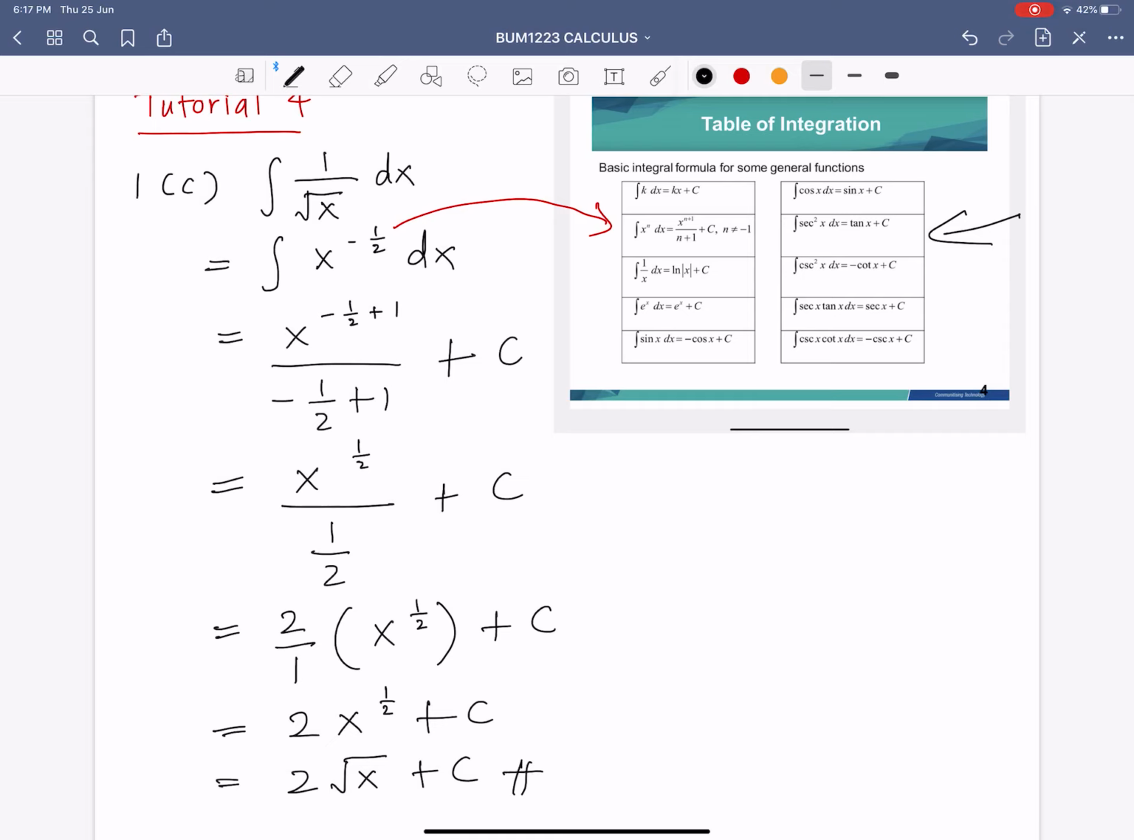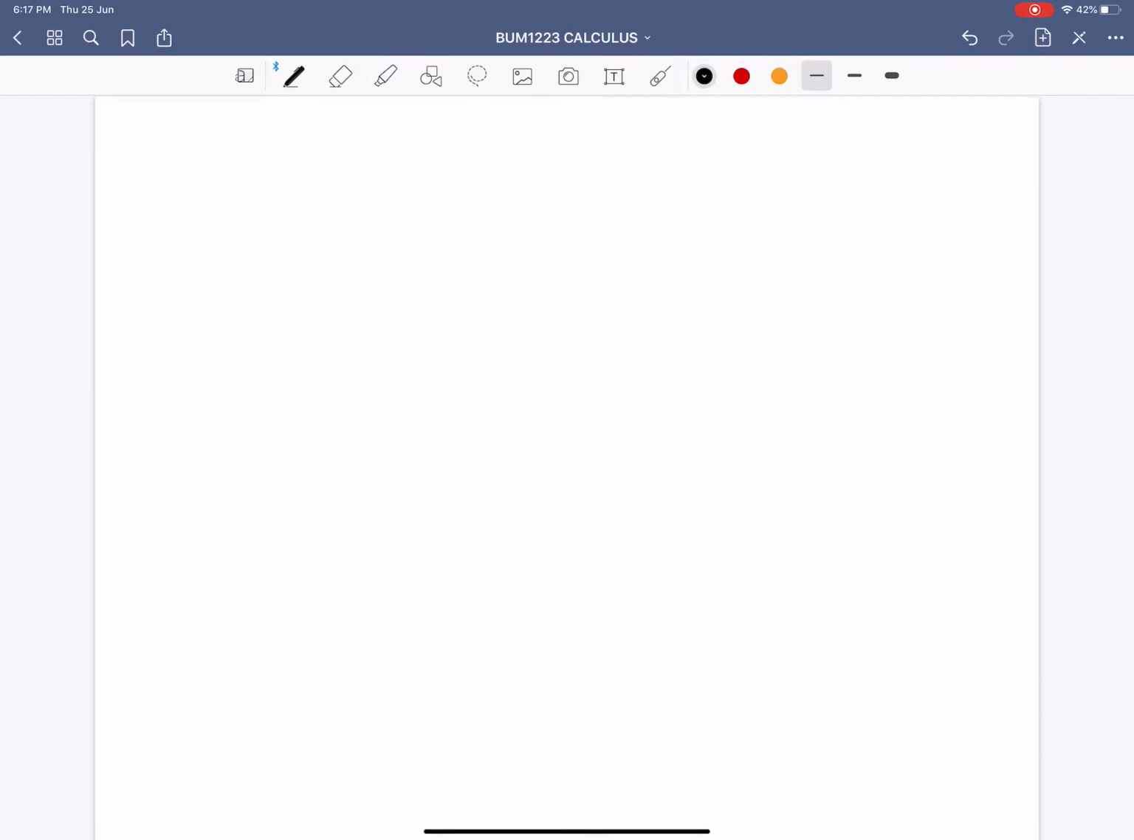Okay, so this is the answer for question 1C of your tutorial 4. Next, we want to look at question E. Okay, I'll go to the next page. For tutorial 4, you have question 1E. You have integration 2 over x plus 3 dx.